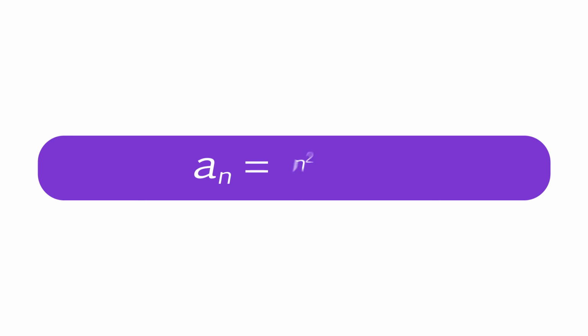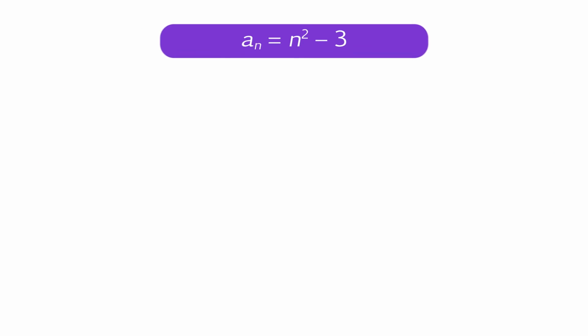Let's consider one final example. You have the infinite sequence given by a_n equals n squared minus 3. You haven't been given an initial index, so you can assume that this is an infinite sequence starting from n equals 1. Let's write down the first few elements of the sequence.